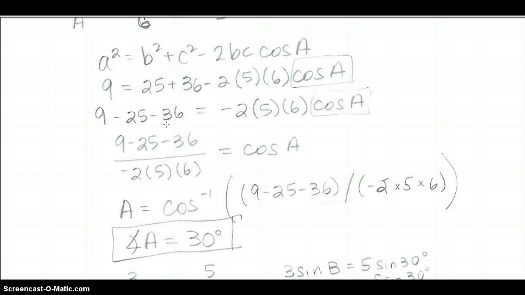Don't screw up the algebra. And now you're dividing by the product of negative 2 times 5 times 6. So notice that's what's in your denominator. For me, on the calculator, I wrote this out to show you that all you have to do is write inverse cosine, watch your parentheses, put the numerator in, and then put the parentheses around the denominator and close it. Biggest thing is don't forget that negative that's in front of the 2. And then you'll get angle A.